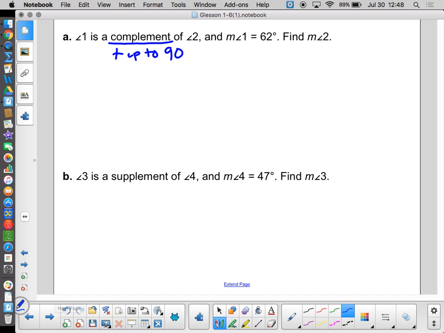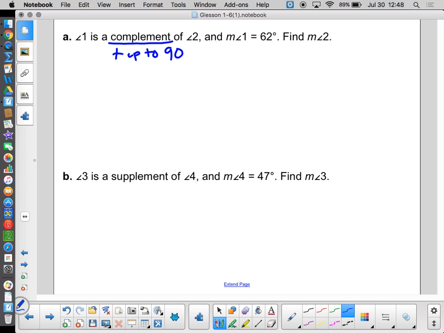A lot of people say, what does complement mean? Oh, complement means 90. No, complement doesn't mean the angles are 90. Complement means the angles add up to 90. We tend to be very, very lazy in the way that we speak about things sometimes, so we try to take that shortcut. Complement means 90. No, that's technically incorrect. Complement means add up to 90.